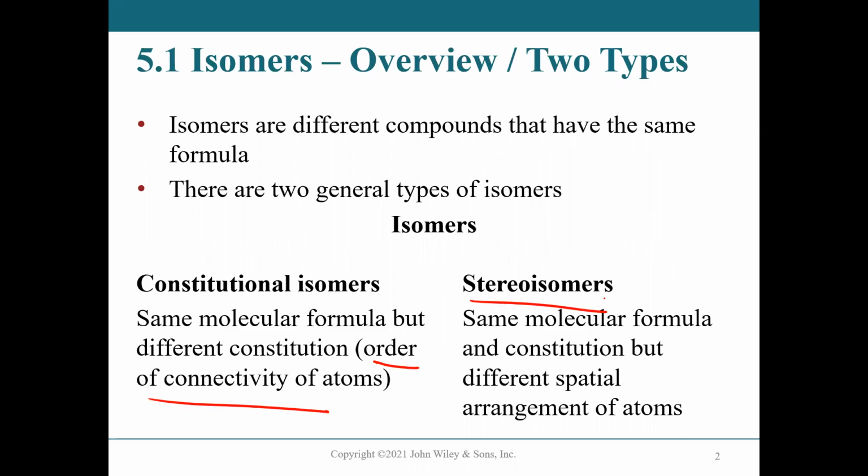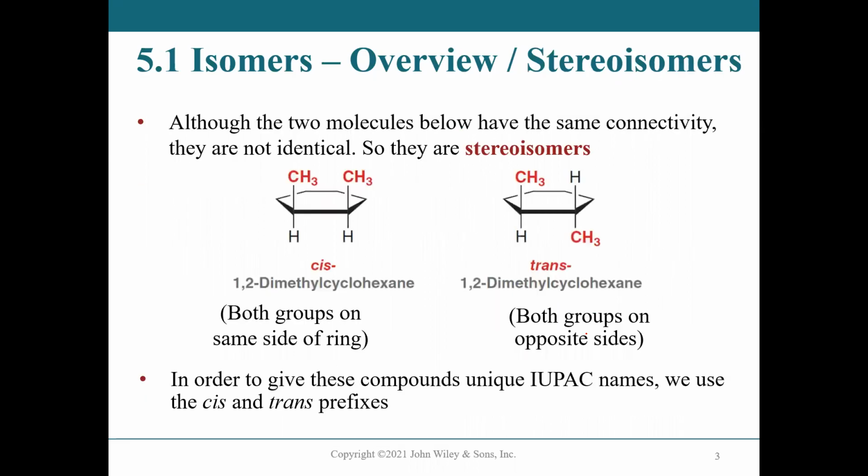And stereoisomers, they're going to have some type of mirror plane is what we're going to see. Same molecular formula and constitution, but different spatial arrangement of atoms. So here we have the cis and trans designations. Later on in the chapter, we're going to see that this is going to be the Z and this is going to be the E. But here we learned up to now that the cis is on the same side, the trans is on opposite sides.